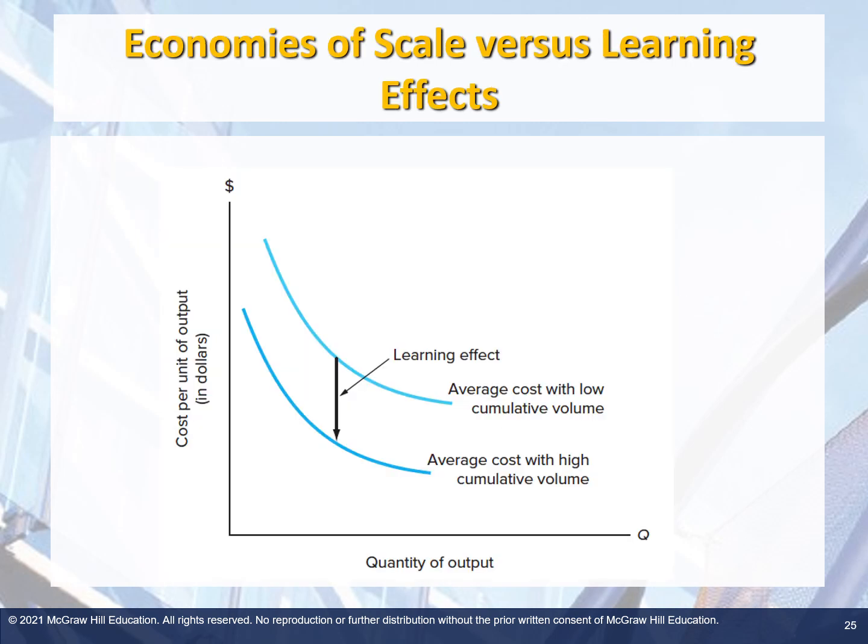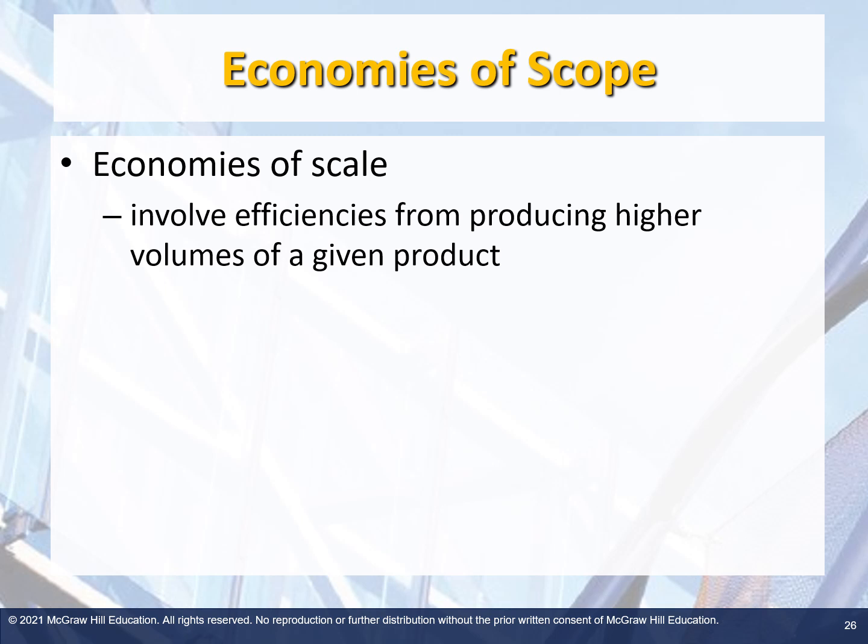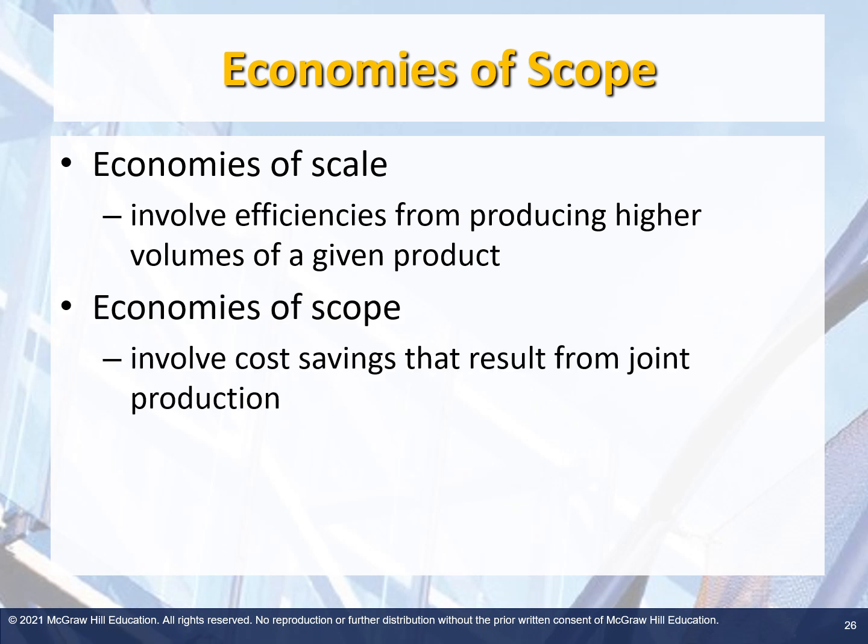This graph compares cost savings from scale versus learning. Managers must distinguish whether cost reductions come from volume or experience because the strategic implications differ. Economies of scope occur when producing two products together is cheaper than producing them separately. Think shampoo and conditioner in the same factory.